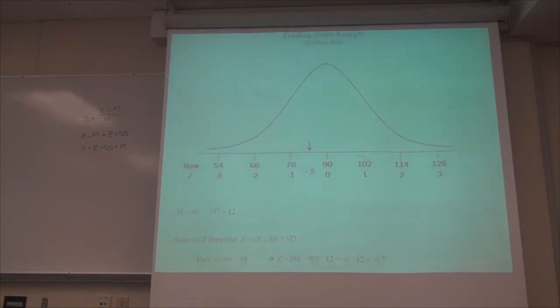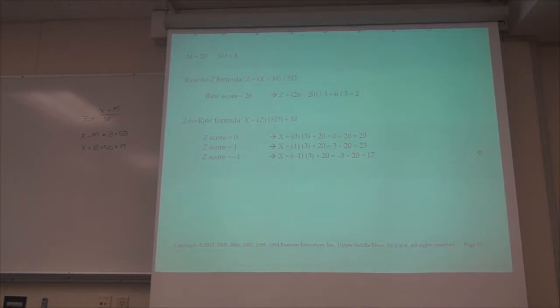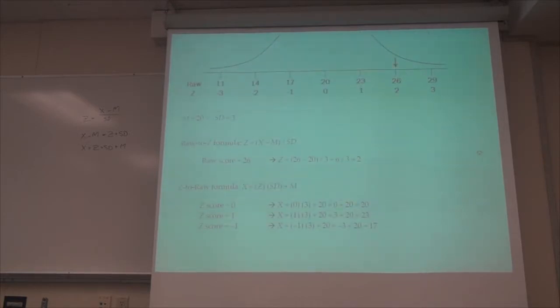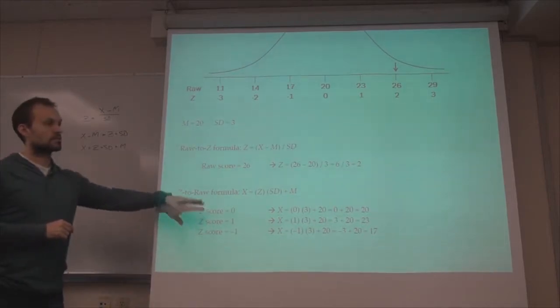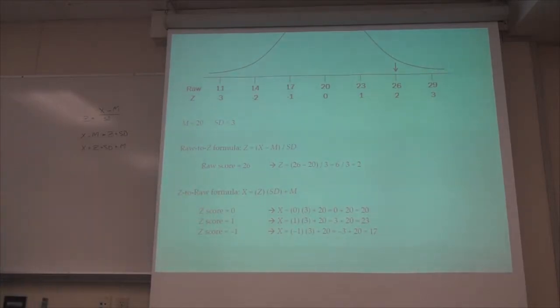Could you go back for a second? Sure. Where am I now? There. So you're saying when the Z score is 0, 0 should be on the mean. Okay. So the formula should give me back the mean of 20, which it does. Because a Z score of 0 means I'm not moving from the mean. So I should get the mean back.